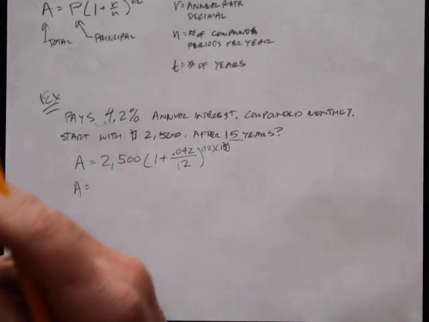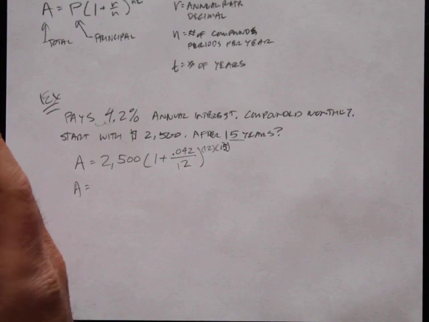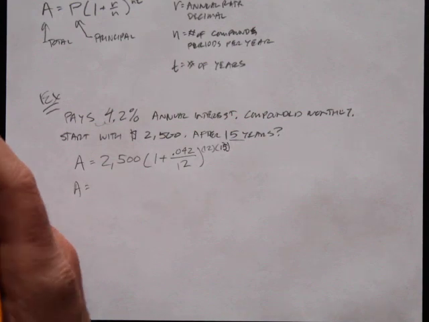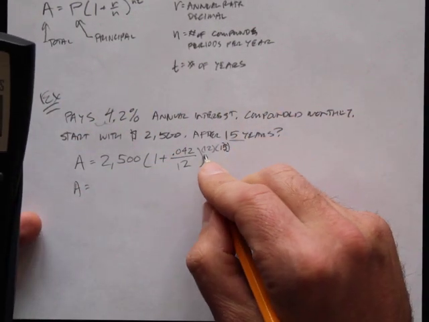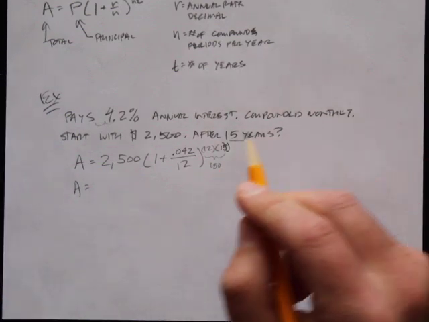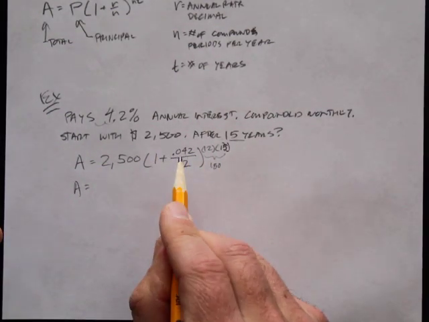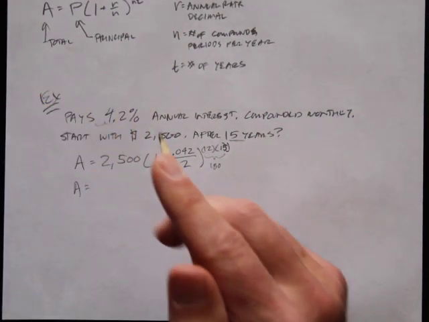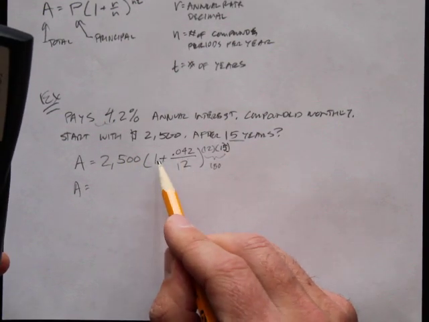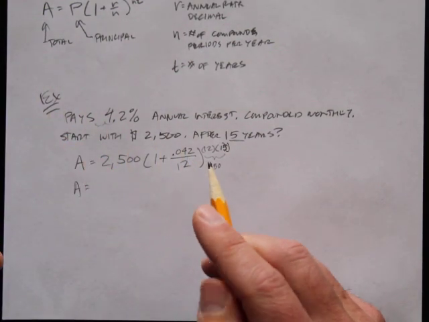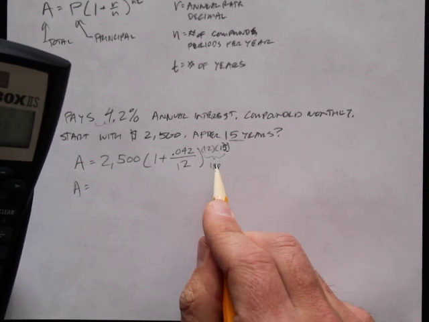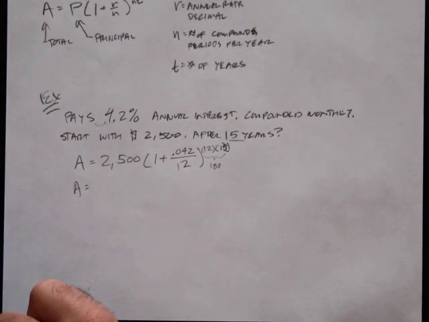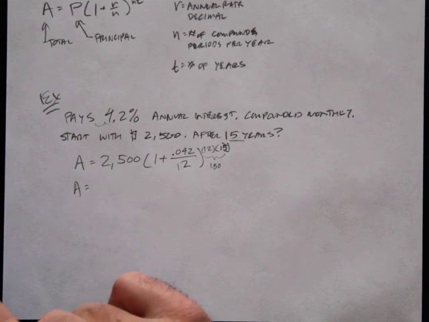So let's just go through it on the calculator. Okay, so 12 times 15. Let's do that first. 12 times 15 is 180. So this is 180. Okay, so that makes it a little bit easier. So now I'm just going to do this. So 0.042 divided by 12 is 0.0035. Okay, I'm going to add 1 to that. Add 1 equals 1.0035. Then I'm going to raise that to the power of 180. So I do my little caret, and then I push 180.